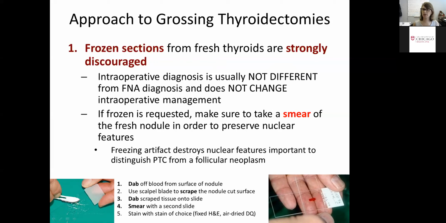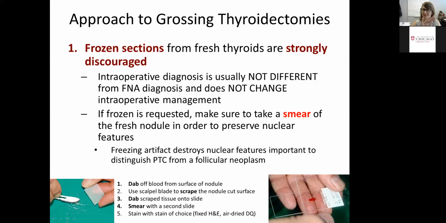If you get one of those rare exception cases of a frozen of a thyroid, please take a smear or a touch prep or some cytologic evaluation of that fresh nodule in order to preserve the nuclear features. Because when you freeze thyroid, your ice crystals blow out the nuclei, and it makes it very hard to differentiate PTC from a bland follicular neoplasm. So even if your attending is not a cytologist, I don't care, do it anyway. So here, when we have one together in the gross room, we'll do it together.